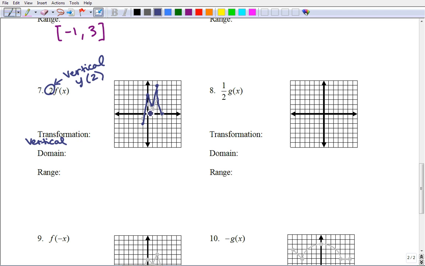and we stretched it. So our two options are stretch or compress. Well, it got stretched because it got taller. Stretch by a factor of 2, because we multiplied by 2.